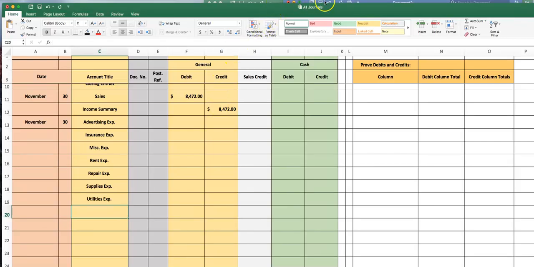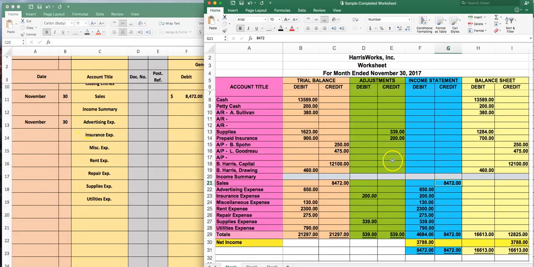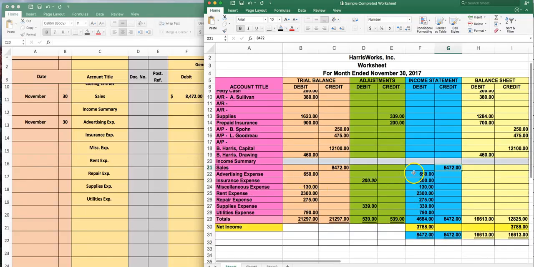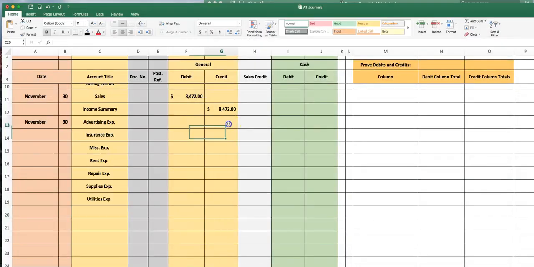Something similar goes on here with expenses. Now, I've listed all the expenses here, and we're going to take a look at their totals right here in this income statement column. So as you can see, all of these are debits. So how do you think we're going to bring them to zero? Just a hunch. Let's put them in the credit column individually. So we're going to put each amount in the credit column here, starting with advertising expense at $650.